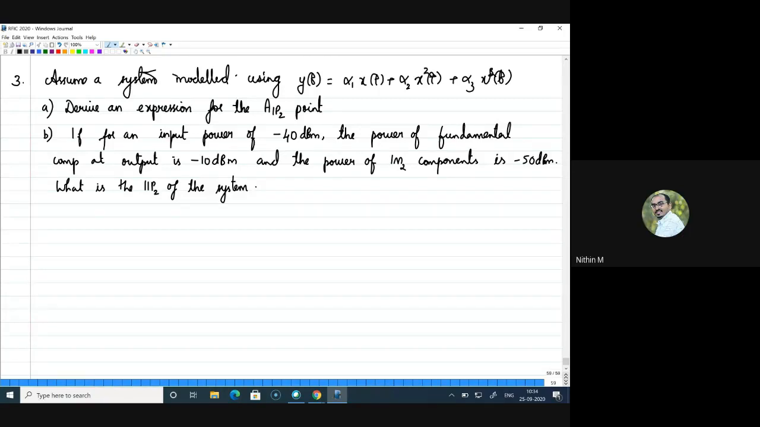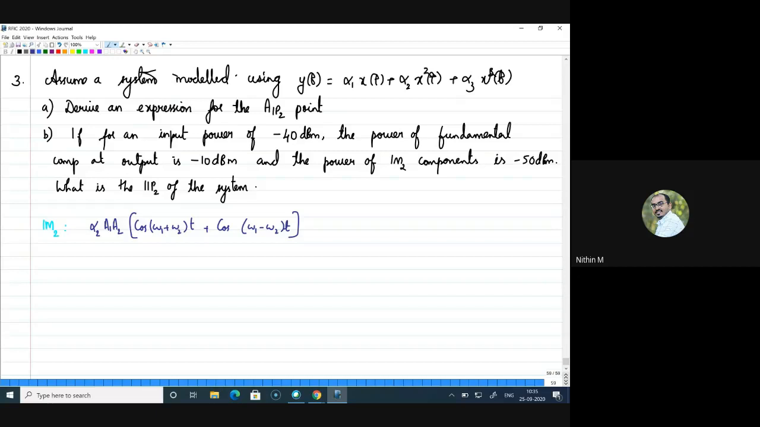So to arrive at the expression for AIP2, it is very similar to the AIP3 calculation. We can start by writing the IM2 terms. If I write the IM2 terms first, it will be alpha 2 A1 A2 [cos (omega 1 plus omega 2) t plus cos (omega 1 minus omega 2) t]. This is the IM2 term.